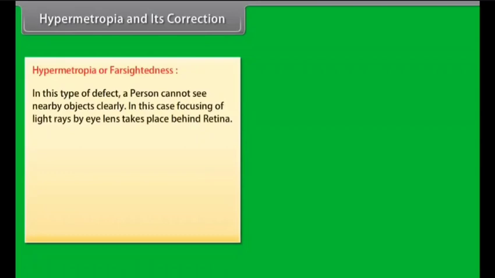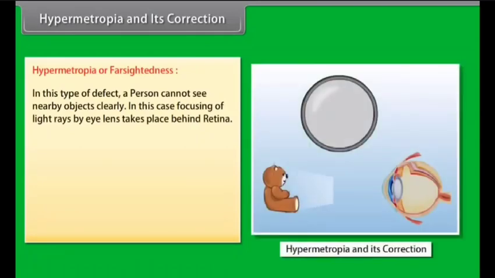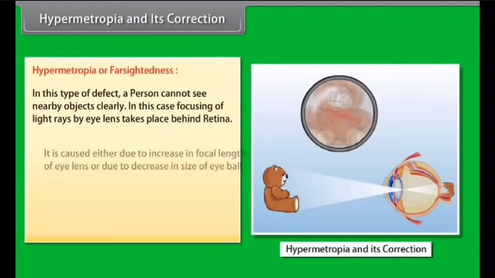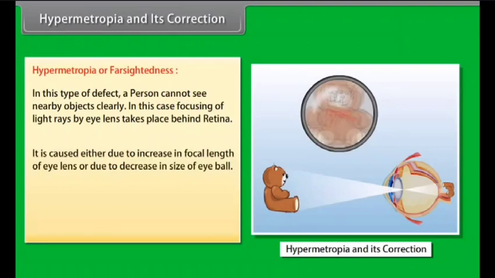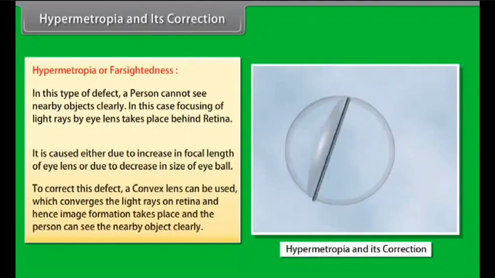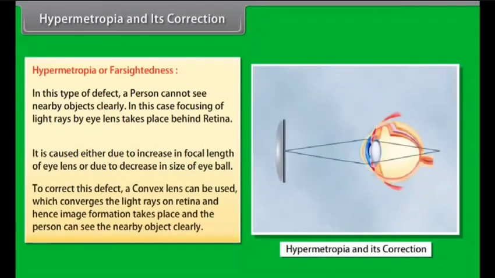Hypermetropia and its correction. In this type of defect, a person cannot see nearby objects clearly. In this case, focusing of light rays by the eye lens takes place behind the retina. It is caused either due to an increase in focal length of the eye lens or due to a decrease in the size of the eyeball. To correct this defect, a convex lens can be used which converges the light rays on the retina and hence image formation takes place and the person can see nearby objects clearly.